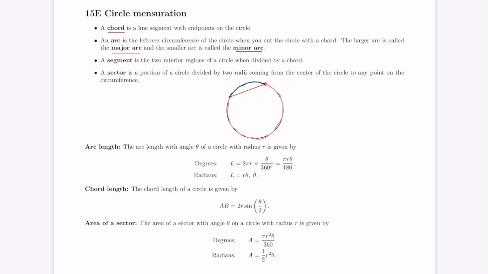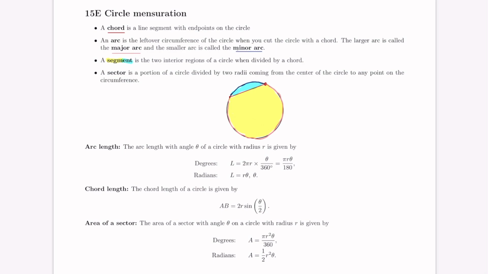The next one is a segment. It's the two interior regions of a circle when divided by a chord. So you have a segment here, this one in blue, and then another segment over here in yellow. This big thing over here is all one segment as well. So you get two segments when you divide your circle by a chord. The yellow is the larger segment, and the blue is the smaller segment.